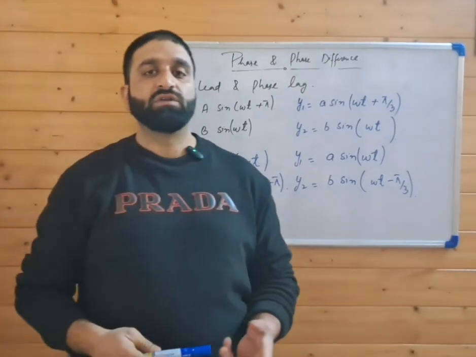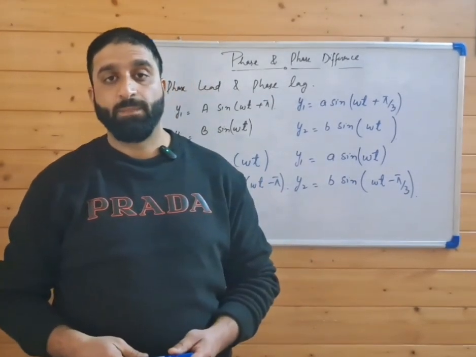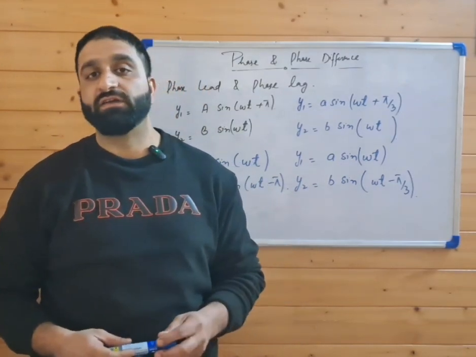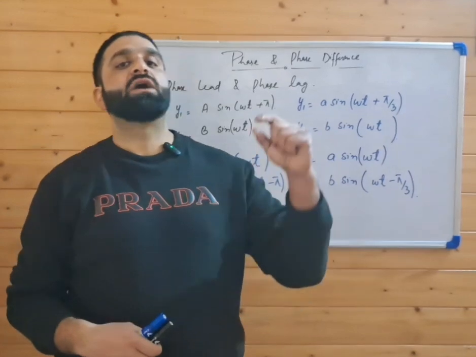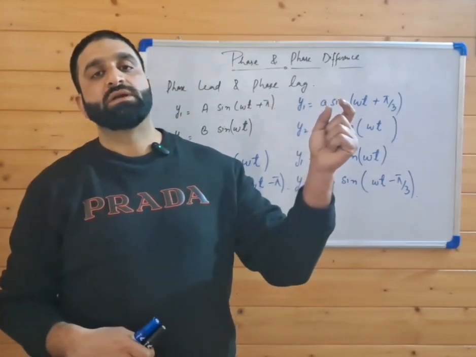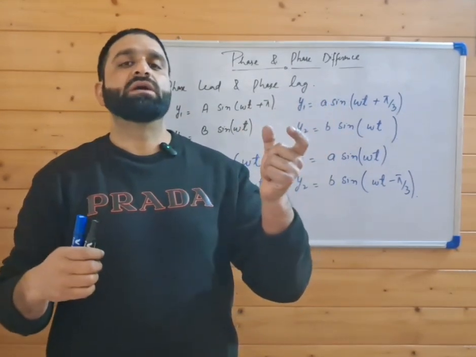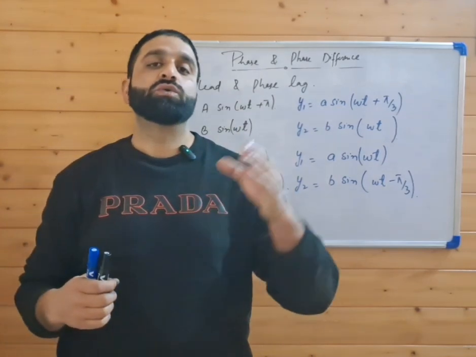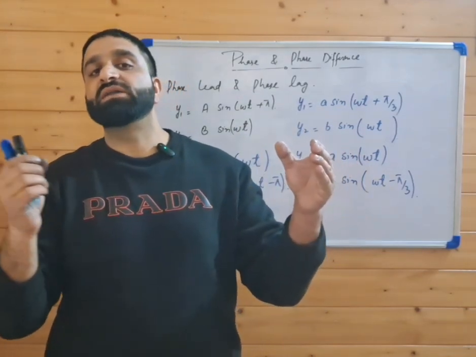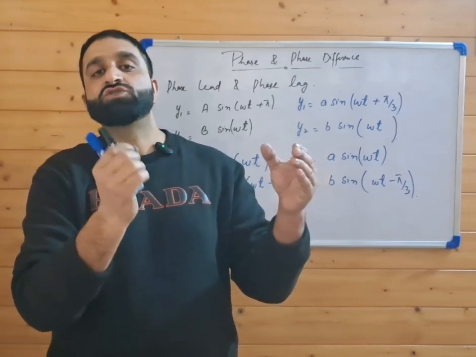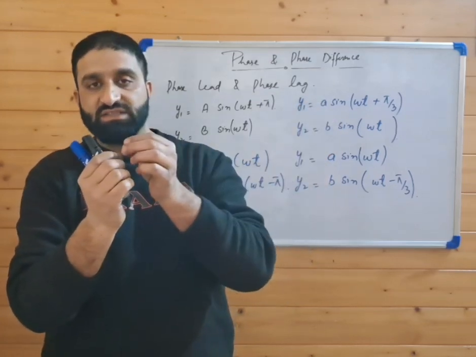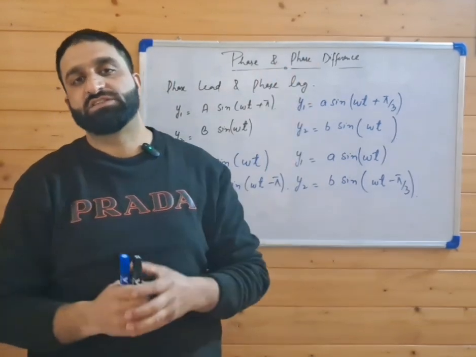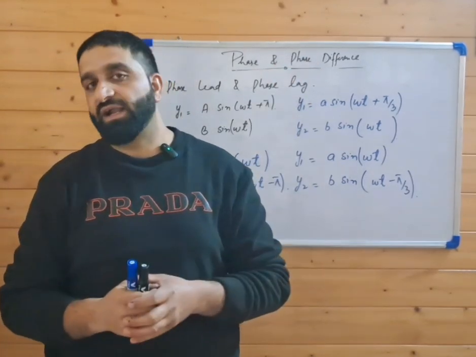Now let us talk about the phase lead and the phase lag. Phase lead can be understood in this way: if one particle has already started its motion, and then after completing one cycle, half cycle, quarter cycle, or any angle between 0 and 2 pi, the second particle starts oscillating or vibrating, then the first particle leads the second particle, or the second particle lags behind the first particle. That is the phase lead and the phase lag.